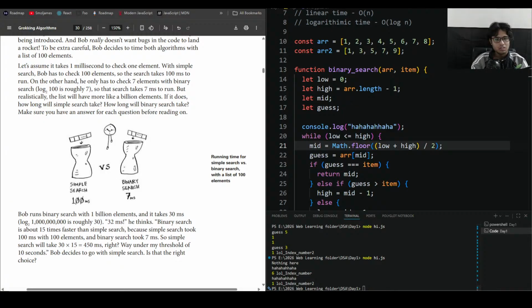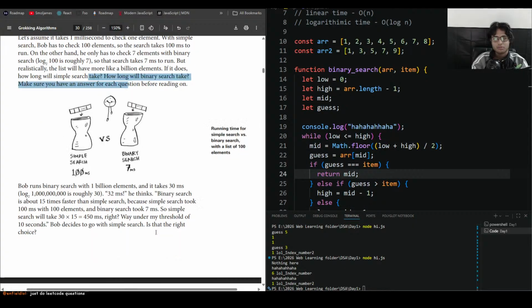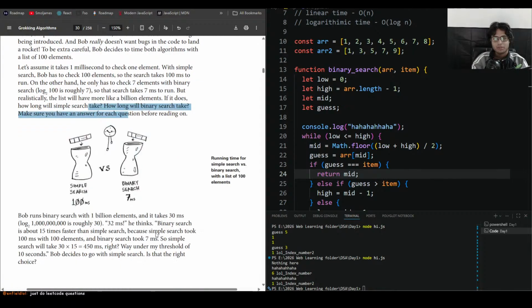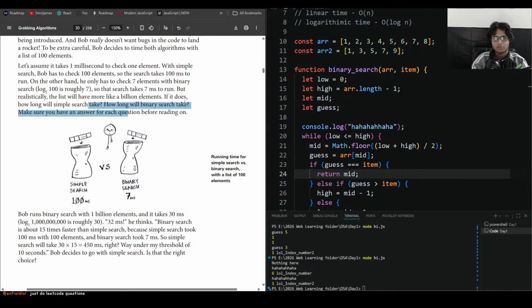Sorry. Just do LeetCode questions. Yeah, I will do LeetCode too. But you need to learn, like, you don't need... Yeah, I will do LeetCode too. Yes. If it does, how long will it take?